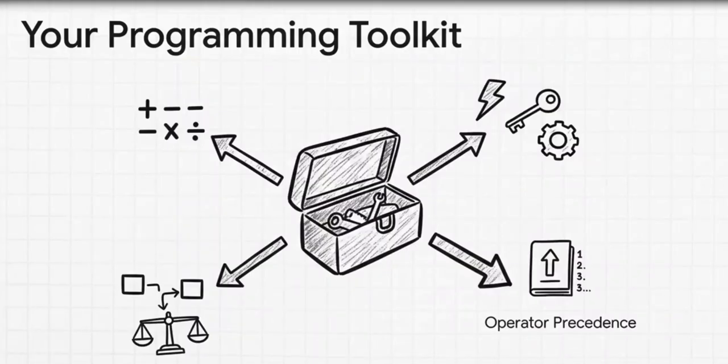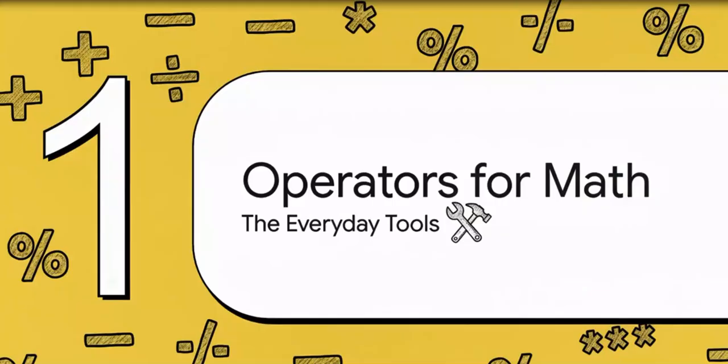To really get a handle on this, we're going to imagine we're unboxing a brand new toolkit. We'll start with the everyday tools you'll use for math, then move to the precision gear for making decisions, and then check out some of the more unique gadgets. And of course, we'll read the user manual so we use them all correctly. Okay, let's pop open that first tray in our toolkit.